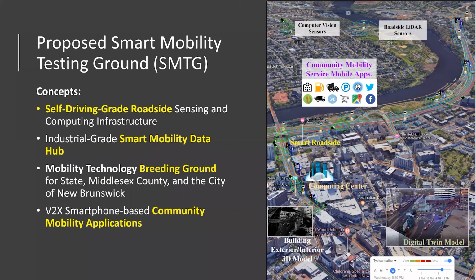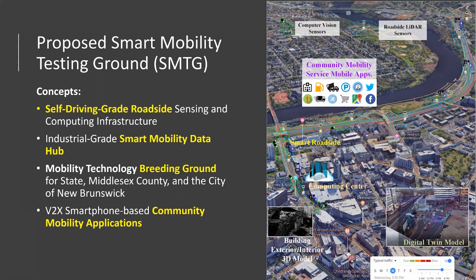The main concept of the proposed testing ground lies in 4 major pillars. The first one, as I mentioned before, is to look at how we can bring the self-driving grade roadside sensing and computing infrastructure out of those self-driving cars, but to the roadside, and then use that to serve all the traffic that's coming through, for example, a corridor like Highway 18. And this is to look at how these data can be collected and then fed back to all those vehicles so that they can take benefits of these new technologies, even without upgrading to full-blown self-driving cars.